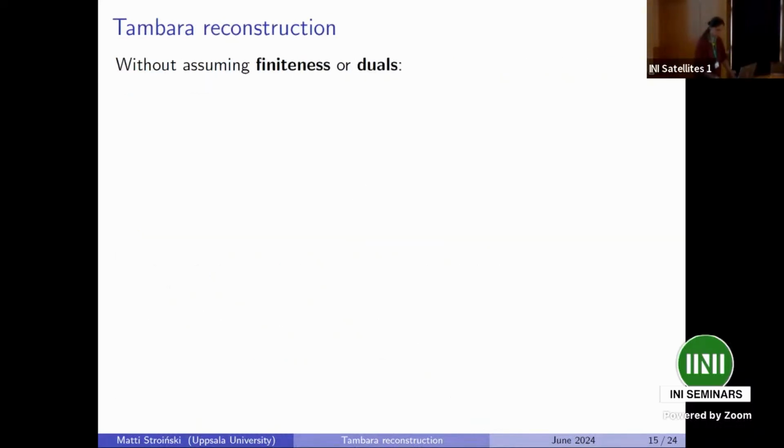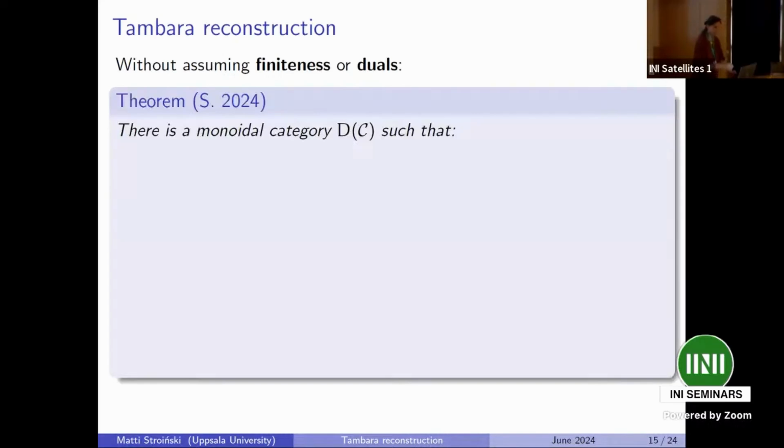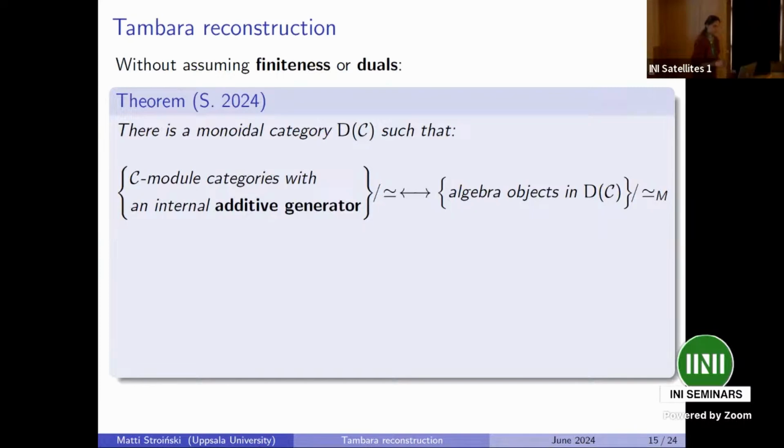And so the answer is that under some assumptions, we can. With no assumptions on finiteness or existence of duals, there is a monoidal category, D of C, so that if we study module categories with an internal additive generator, this is where we throw in a bit of a strong assumption to compensate for the lack of assumptions above us, those always give rise to algebra objects, and equivalence corresponds to Morita equivalence.